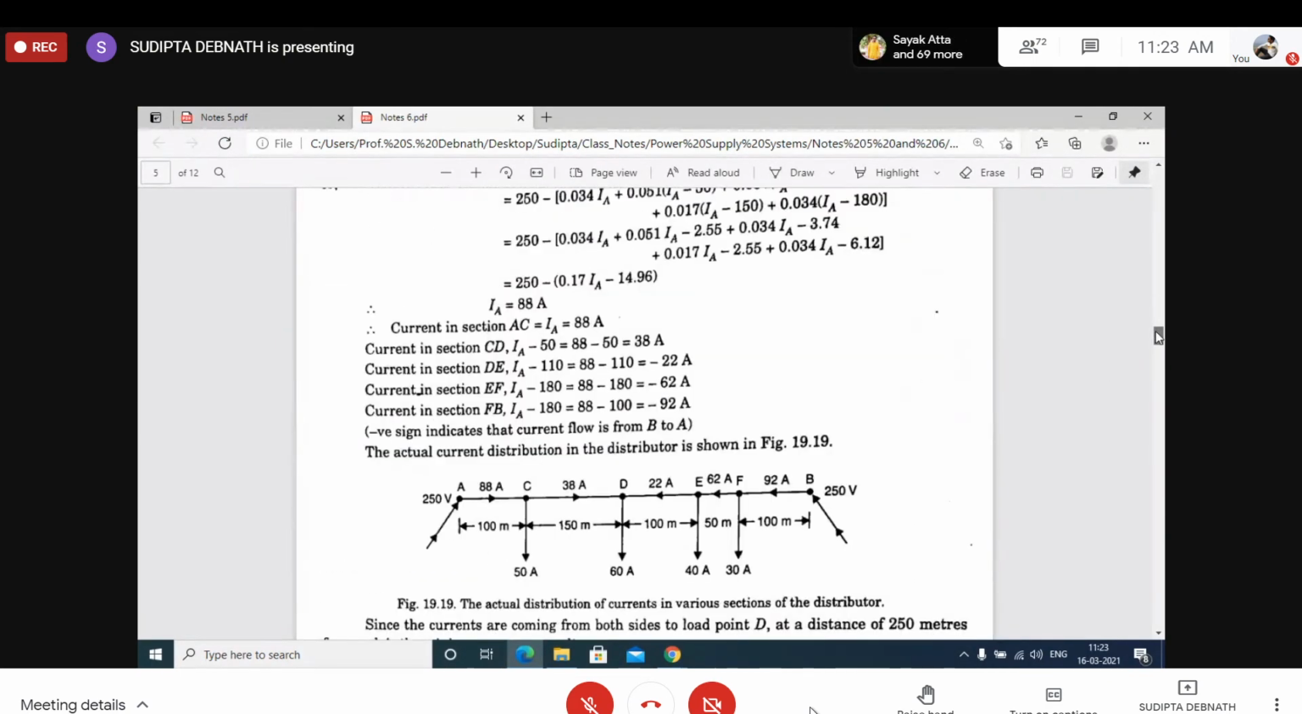As IA is 88, you find out what is the current here. 88 minus 50, 38. What is the current here? 38 minus 60. So current here is negative. So it must be flowing in the other direction. So find out the voltage at D. D is the point of minimum potential, or the point of the consumer getting the minimum potential. So the finding out of the voltage is same. So I am not discussing, you find it out.